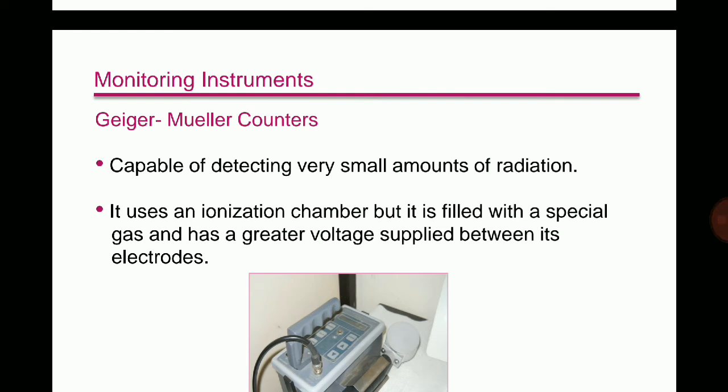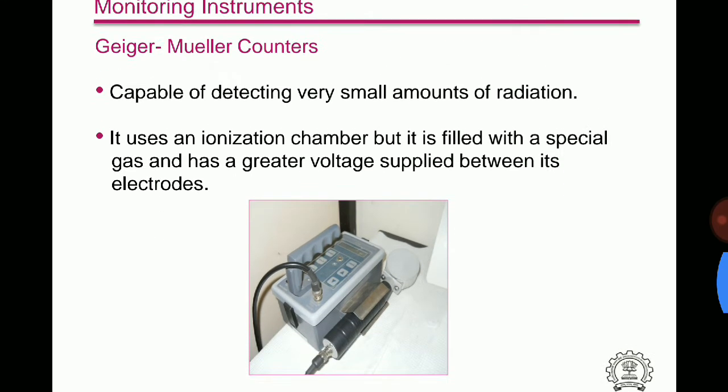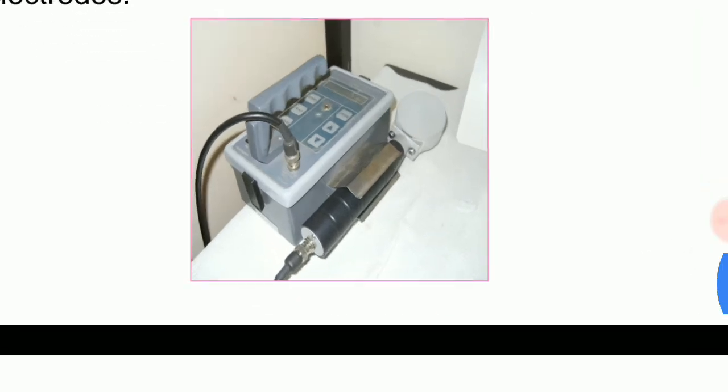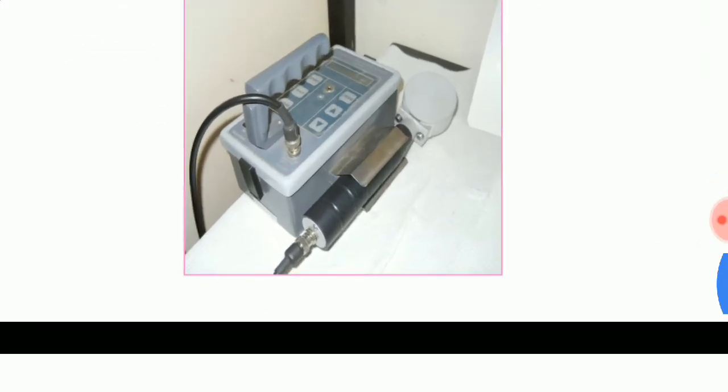Geiger-Muller counter. It is capable of detecting very small amounts of radiation. It uses an ionization chamber, but it is filled with a special gas and has a greater voltage supply between its electrodes. You can see the image here.